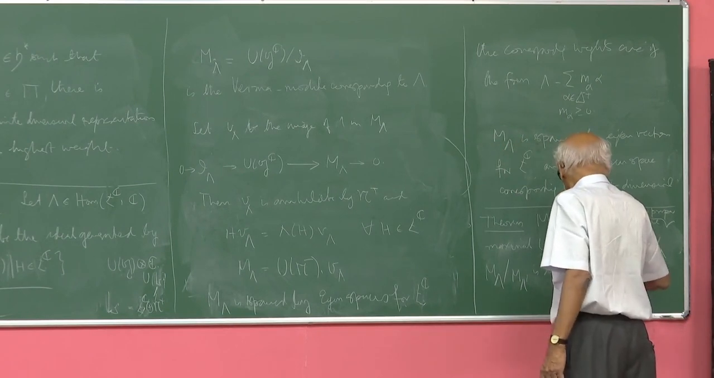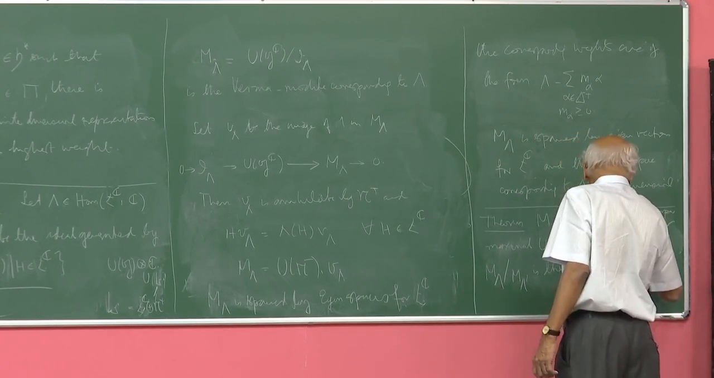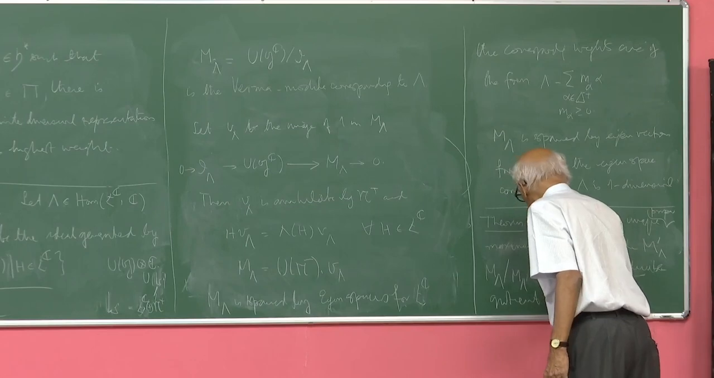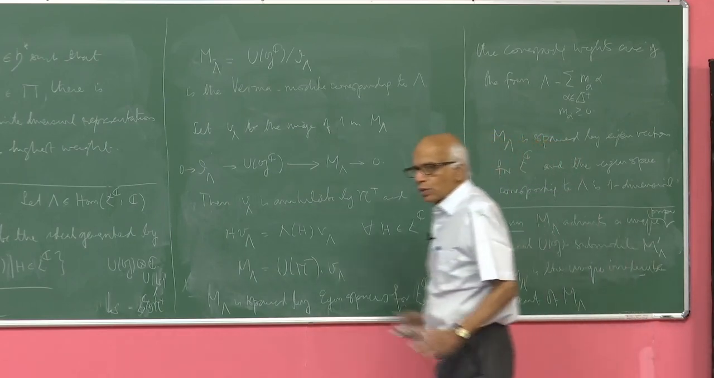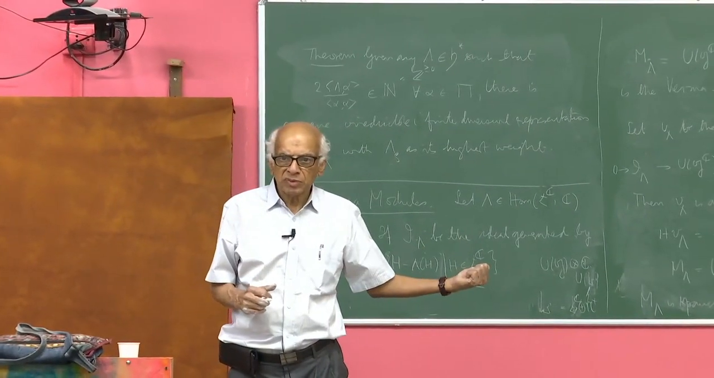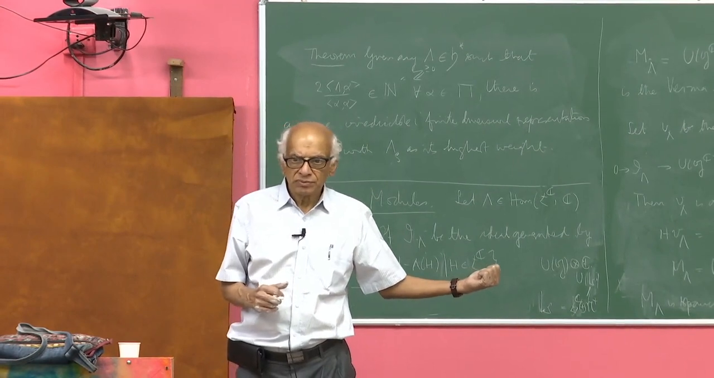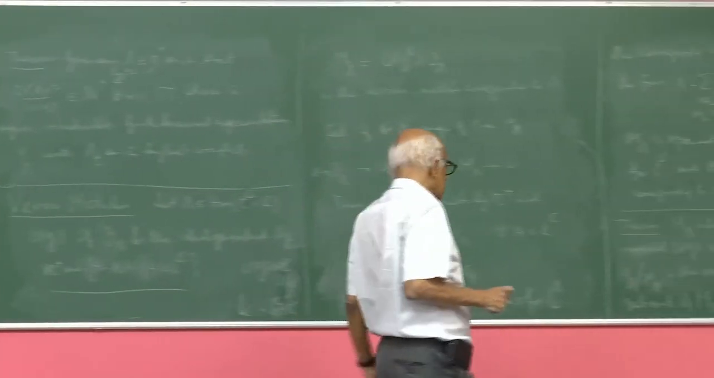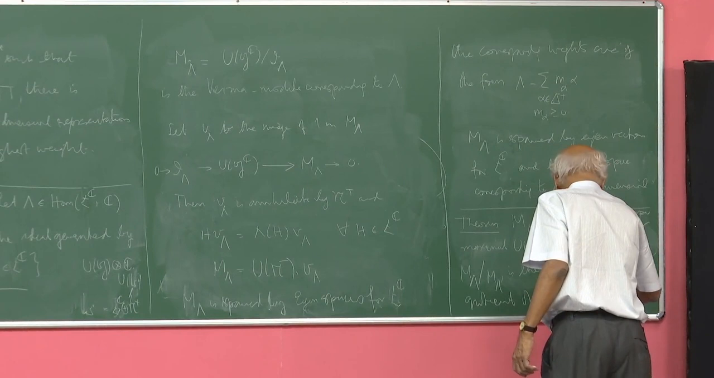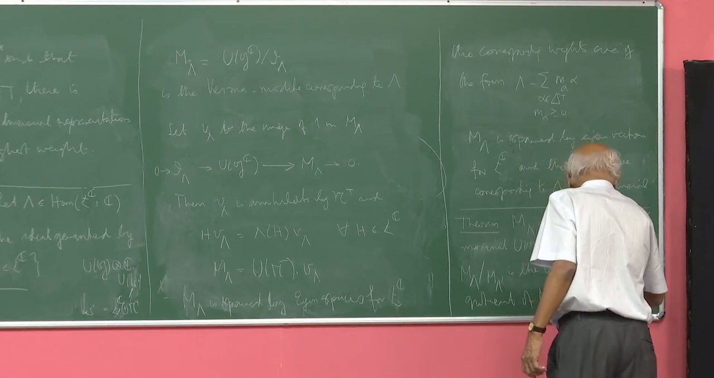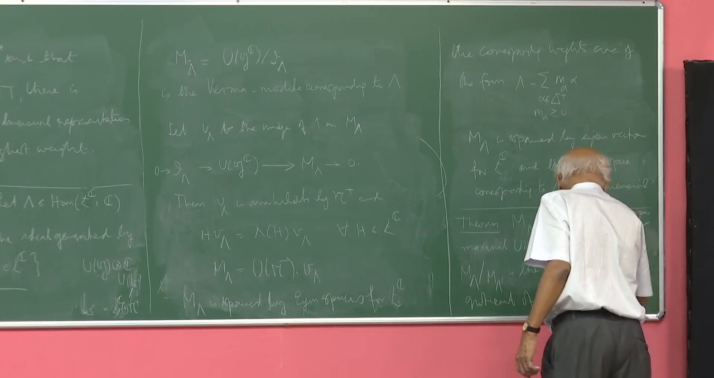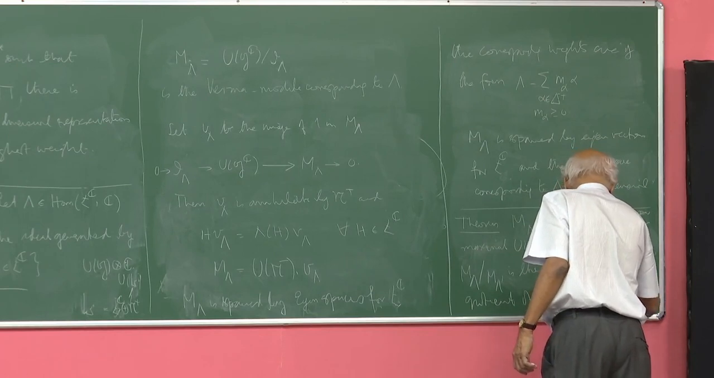This unique irreducible quotient of M lambda. So what you have is a situation that for every lambda, you are able to get hold of an irreducible representation M lambda. And what is more, M lambda is isomorphic to M mu if and only if lambda equals mu.